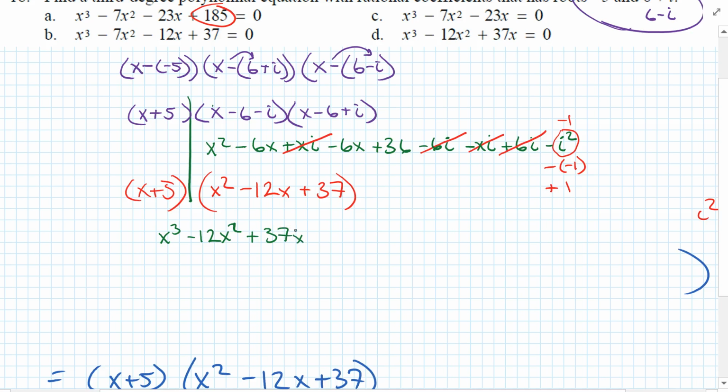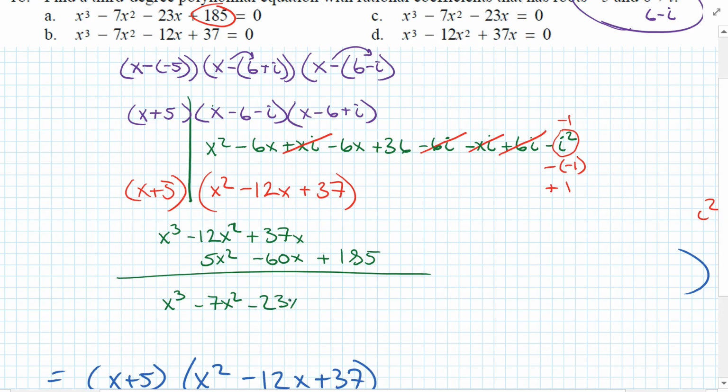Go to the next term. 5 times x squared is 5x squared. 5 times -12x is -60x. And 5 times 37 is 185. Sum the terms, what do we get? x cubed minus 7x squared minus 23x plus 185. My answer is A.